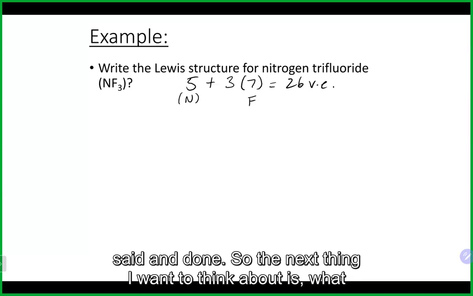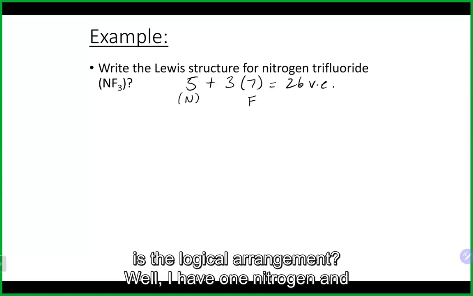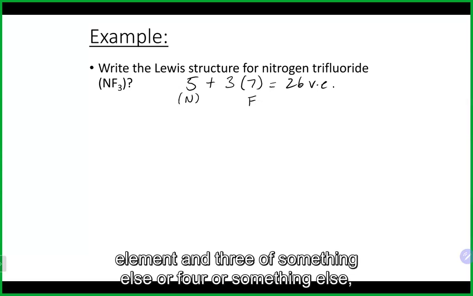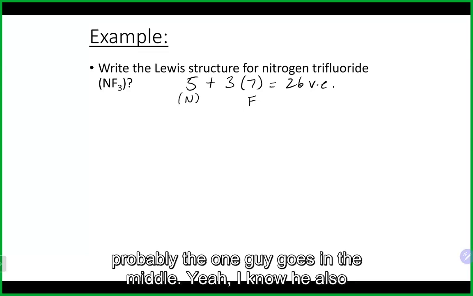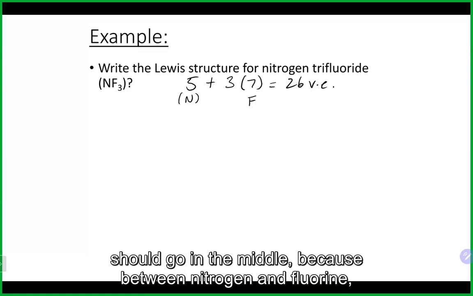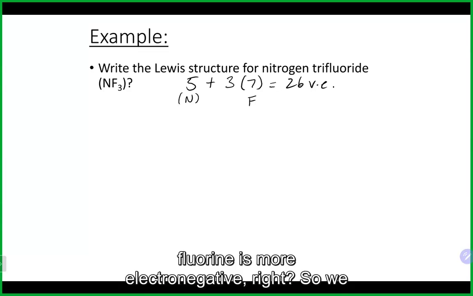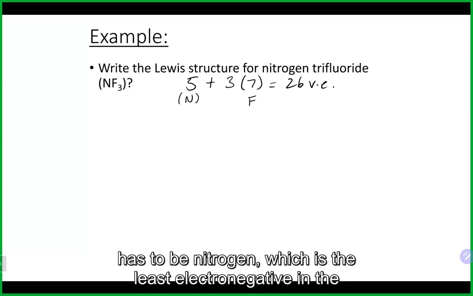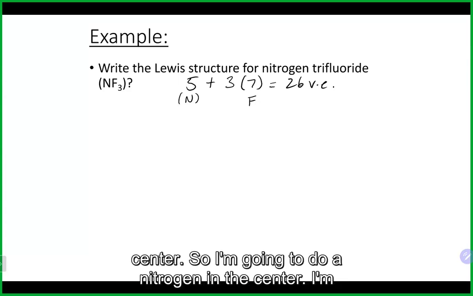So the next thing I want to think about is, what is the logical arrangement? Well, I have 1 nitrogen and 3 fluorines. In most cases, if you have 1 element and 3 or 4 of something else, the 1 goes in the middle. Also, between nitrogen and fluorine, fluorine is more electronegative, and we just talked about how fluorine cannot go in the center. So it has to be nitrogen, the least electronegative, in the center.